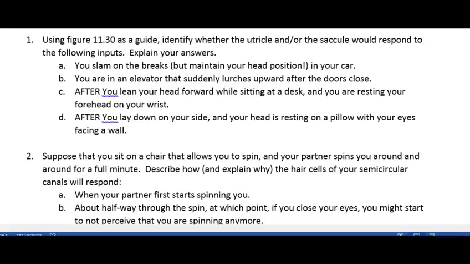So what did you guys put for this one, since we've already been talking? Saccule, utricle, both? Who says both? A couple people. Who says saccule? Who says utricle?